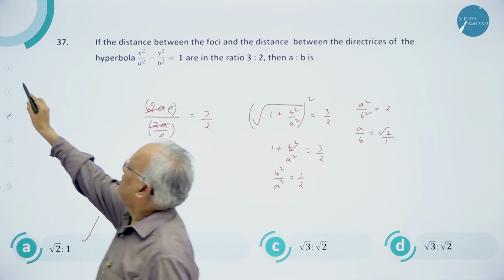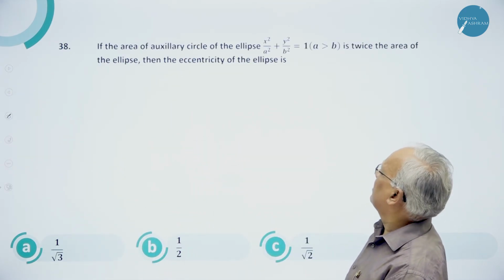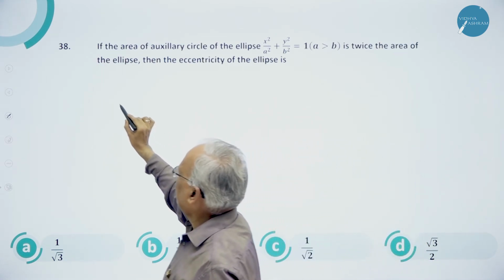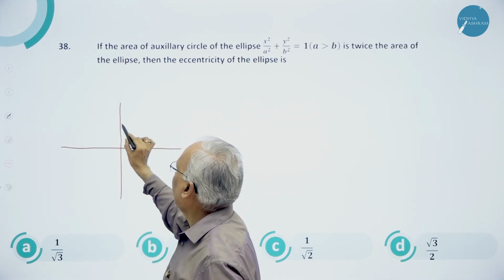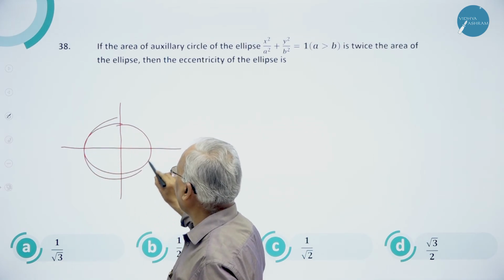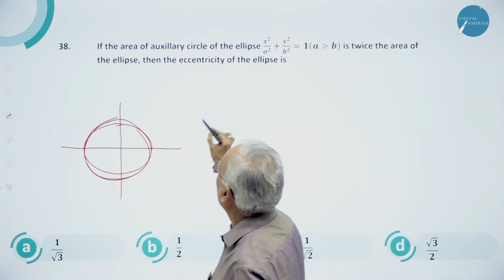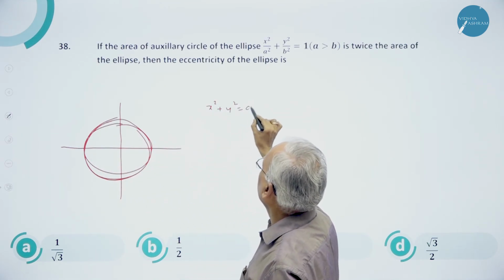Okay. Next, question number 38. If the area of auxiliary circle of ellipse... For an auxiliary circle, one extra point you can take. Auxiliary circle means, for an ellipse, the circle having the major axis as ends of diameter. This is called the auxiliary circle. So, x squared plus y squared is equal to a squared.